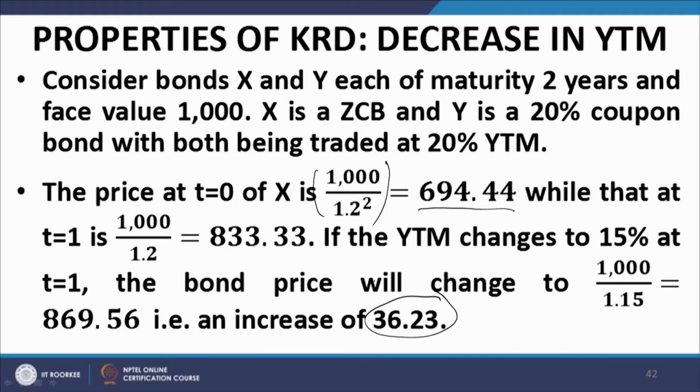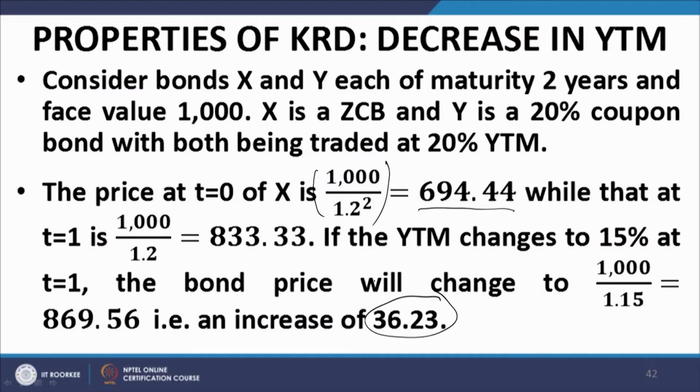This is as far as bond X is concerned. What is bond X? It is a 0 coupon bond, trading at a YTM of 20% to start with. It is a 2-year bond. Therefore, the market price at t equal to 0 is 694.44. At t equal to 1, the market price at 20% YTM is 833.33, and if the YTM changes to 15%, the price is 869.56.